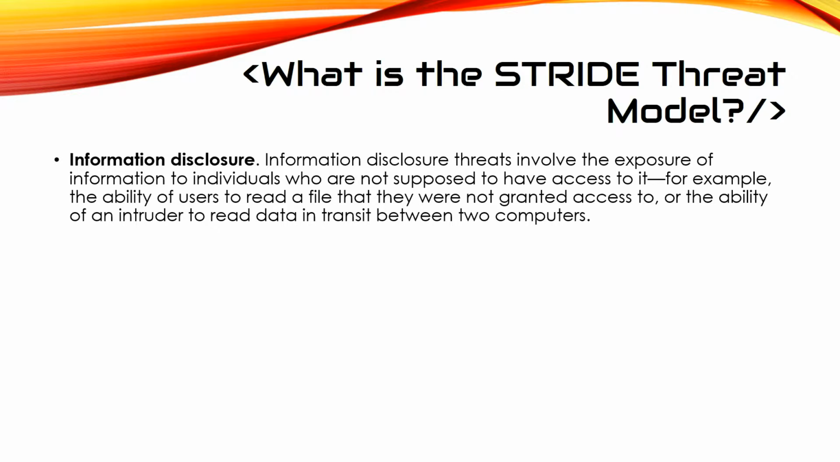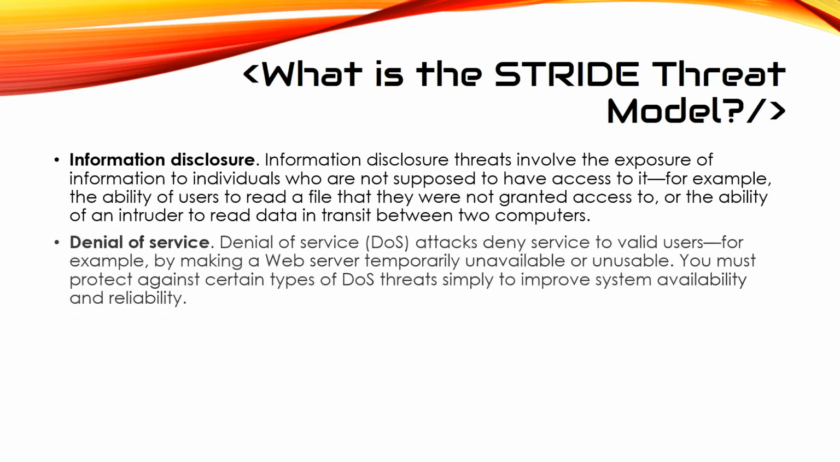Information disclosure. Information disclosure threats involve the exposure of information to individuals who are not supposed to have access to it. For example, the ability of users to read a file they were not granted access to, or the ability of an intruder to read data in transit between two computers. Denial of service. Denial of service attacks deny service to valid users, for example, by making a web server temporarily unavailable or unusable. You must protect against certain types of denial of service threats simply to improve system availability and reliability.